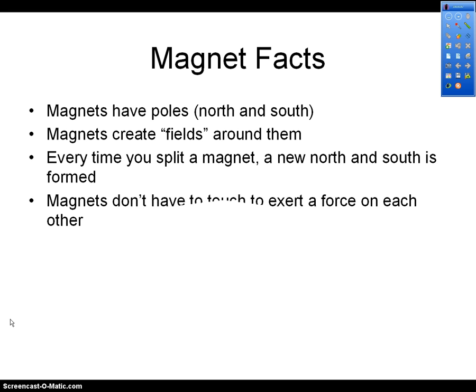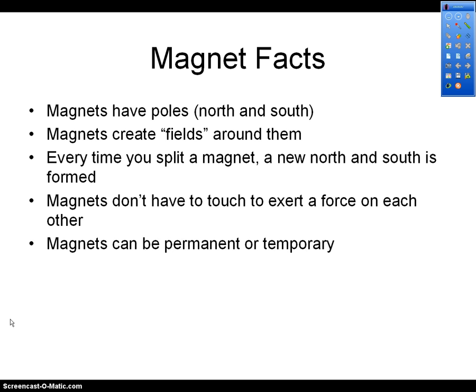And this is something that's different than electric charges, because you can have a single positive or a single negative electric charge and they can exist on their own. But with magnets you can't have a single north or a single south pole. They have to be together. So every magnet has both a north and a south pole. And they exert forces on each other at distances, so they don't have to touch, so they have field forces.